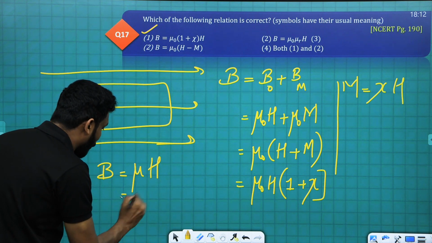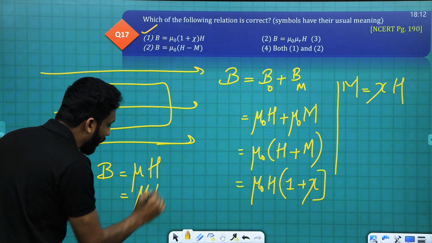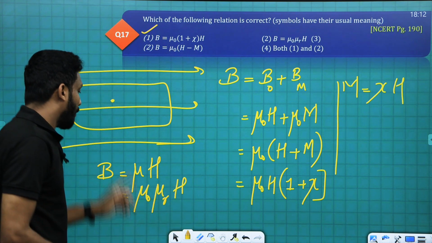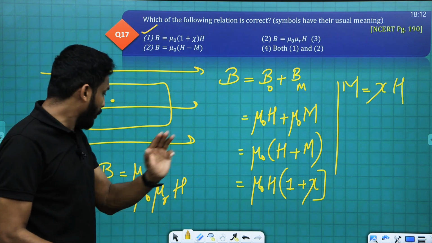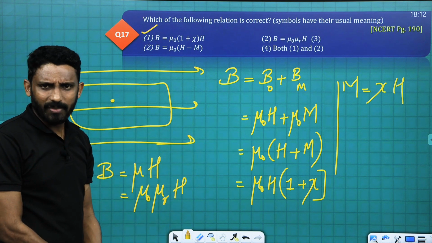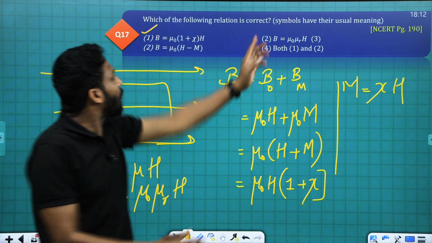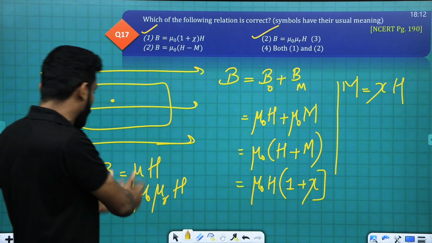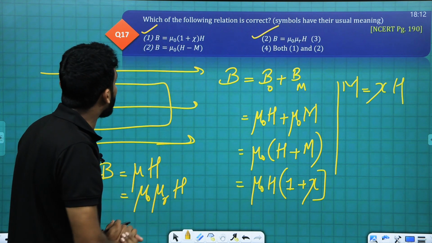Okay, and what about mu is equal to mu 0 into mu r? Then into H. What is mu? Mu is mu 0 into mu r. Yes. And what about this formula? B is equal to mu 0 into mu r into H. That is also true. Clear?